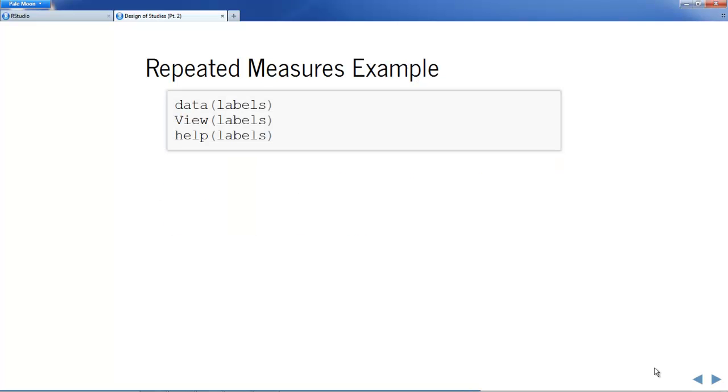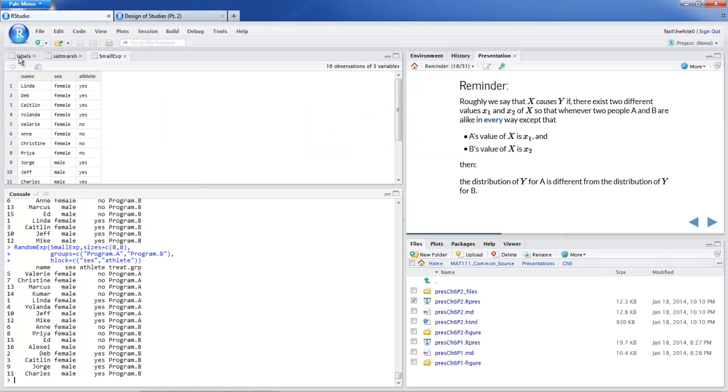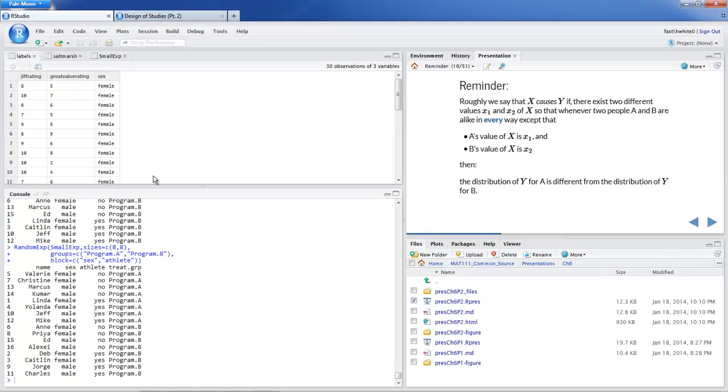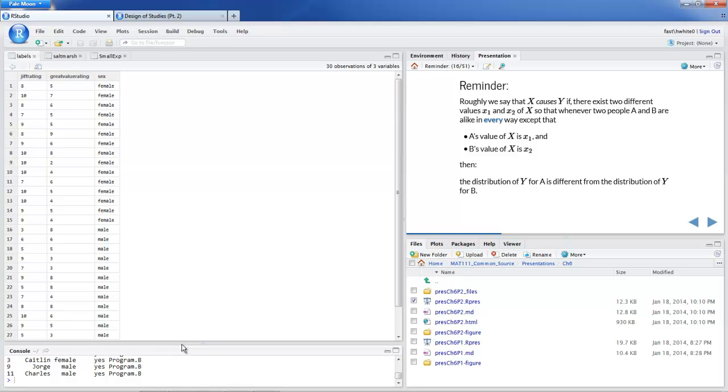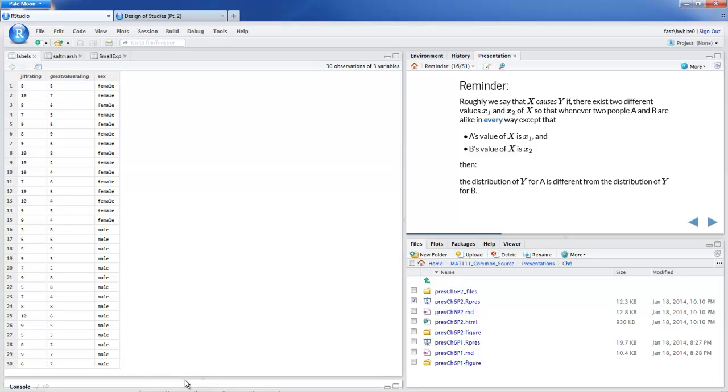Let's look at an example of a repeated measures design that's present in the TigerStats package. It's the data frame labels. After you run data and view, you can see labels in the source files pane. Let's take a look at it. It's a data frame with 30 rows and 3 columns.